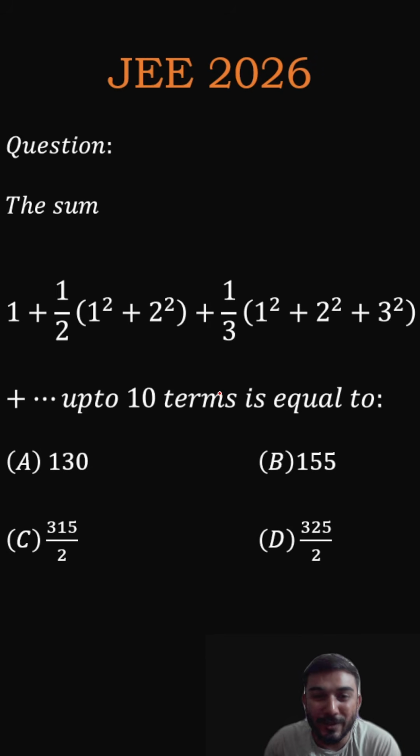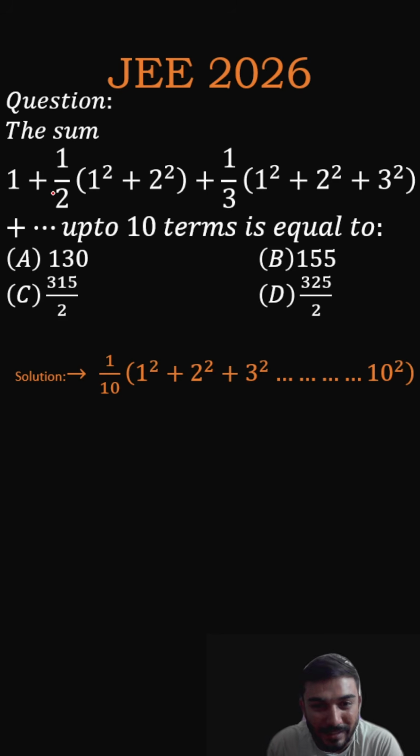This interesting question of summation series of JEE 2026 can be solved in under 60 seconds. Let's check it out. So the series here is 1 plus 1 by 2 of (1 square plus 2 square), plus 1 by 3 of (1 square plus 2 square plus 3 square).